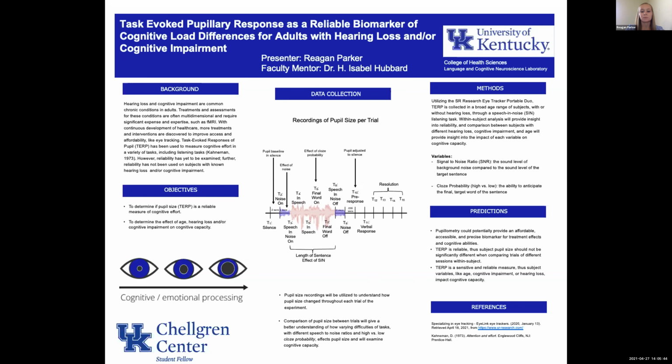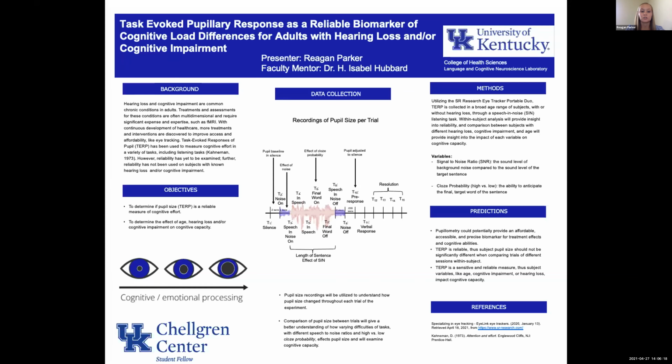These tools for assessment, like fMRIs that measure brain activity through blood flow during a task, can require significant expense and expertise. But there are tools that are more affordable and accessible, like eye tracking. Task-evoked responses of the pupil, also known as TERP, is measured with eye trackers and has been used to measure cognitive effort in a variety of tasks. However, reliability has yet to be examined as a whole, nor has reliability been investigated in subjects with known hearing loss and/or cognitive impairment.